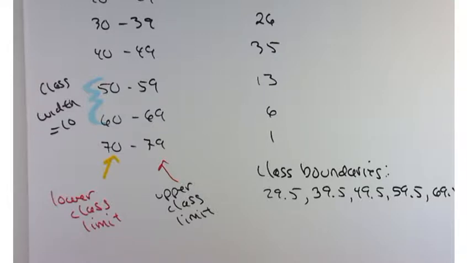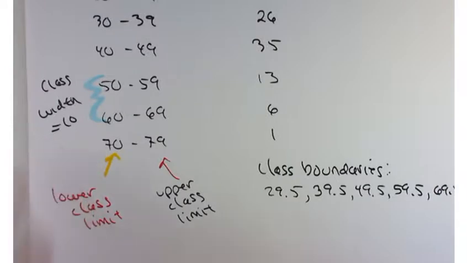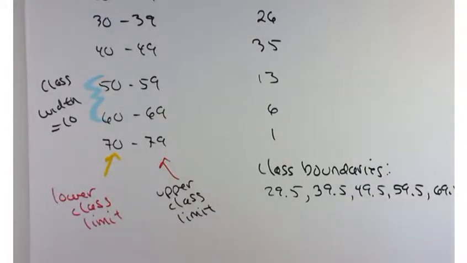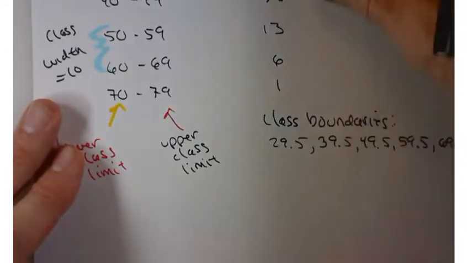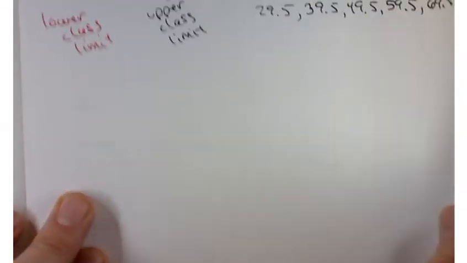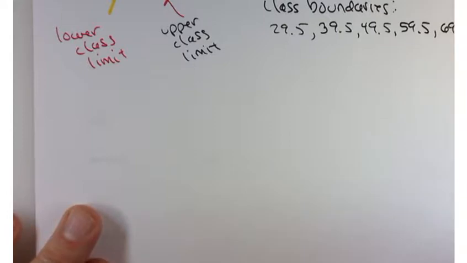Let's try another one like this, just to give you a chance to see that you understand some of these ideas in terms of class width, lower class and upper class limits, and class boundaries. It's the same idea, just a different data set. It's problem number 8, and I'll copy that down for us here.